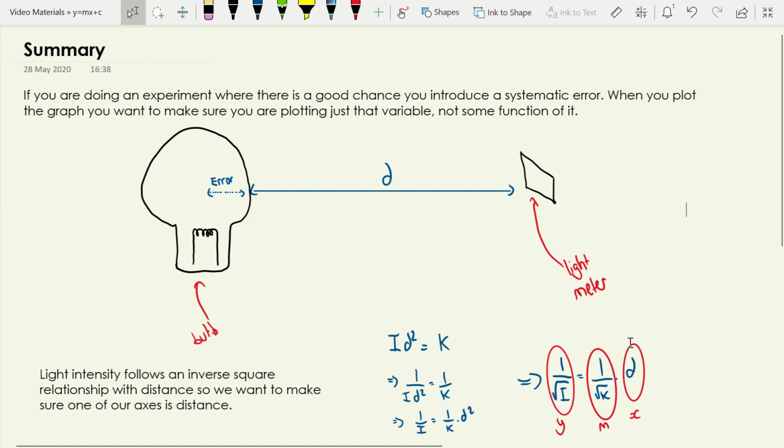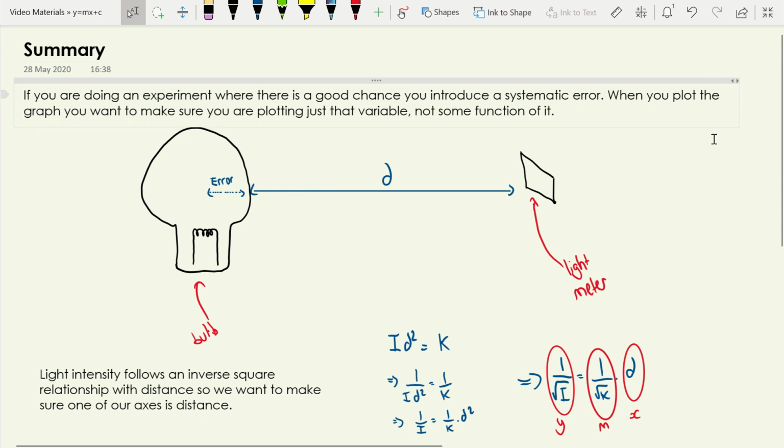I've chosen this equation here because it allows us to just plot D, and then we have 1 over root I on this left-hand side. If, however, we thought maybe the systematic error might be in I, then we would have to make sure we plotted I over here and had 1 over D squared on the left. But since we can eliminate all other sources of light in our room by using blinds and turning off the light, we're far more likely to be affected by a systematic error in D. So we're going to plot D by itself. But this is something to make sure that you consider when you're doing experiments.